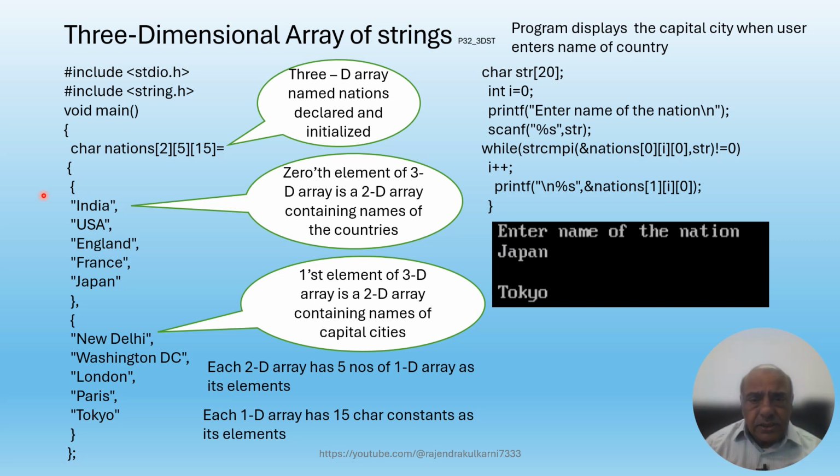So when I ran this program, I entered Japan as the input name of the nation, and the program gives me the name of its capital as Tokyo. So this is how the program explains the 3D array of strings here.